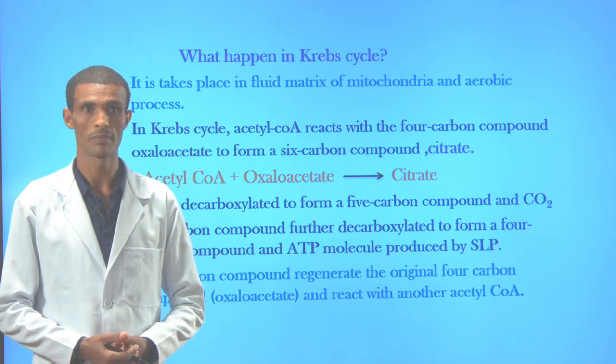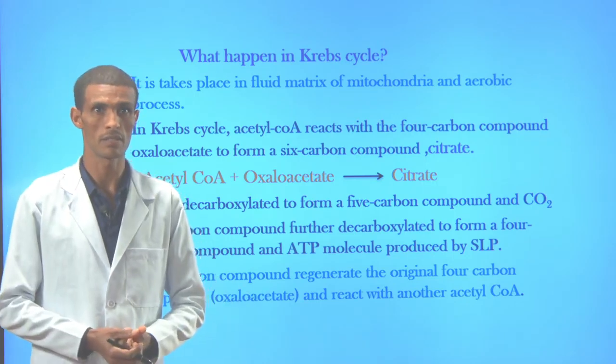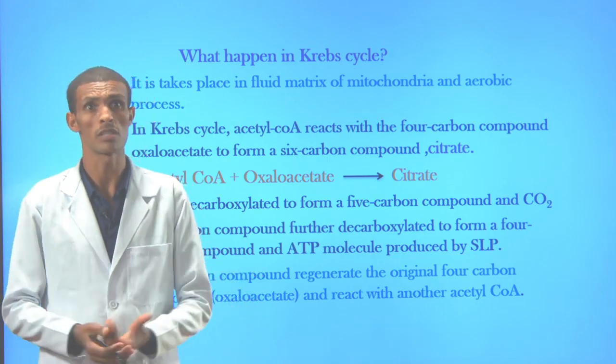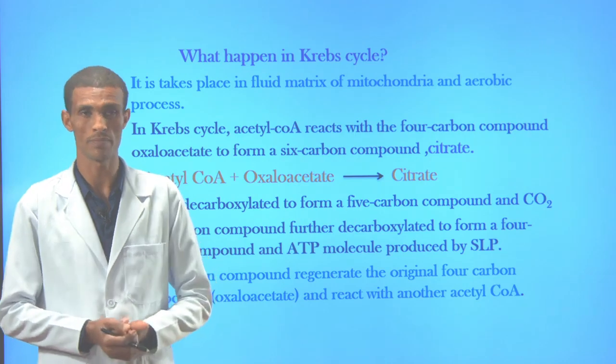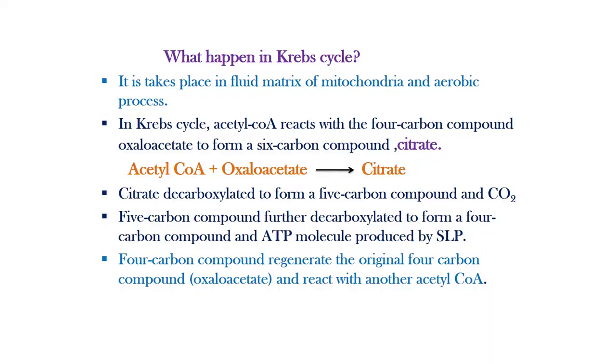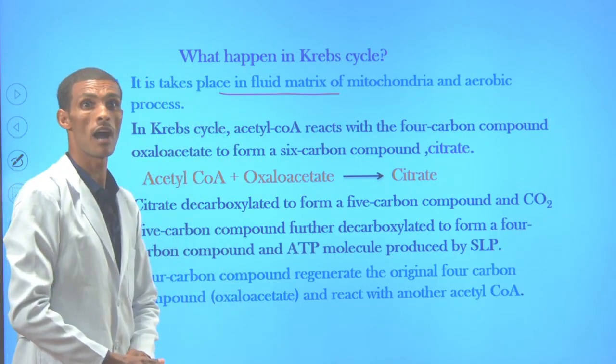Well done. In the Krebs cycle, many reactions take place. It is one type of aerobic process that takes place in the mitochondria. The reactions take place in the mitochondrial fluid matrix, and it is aerobic.